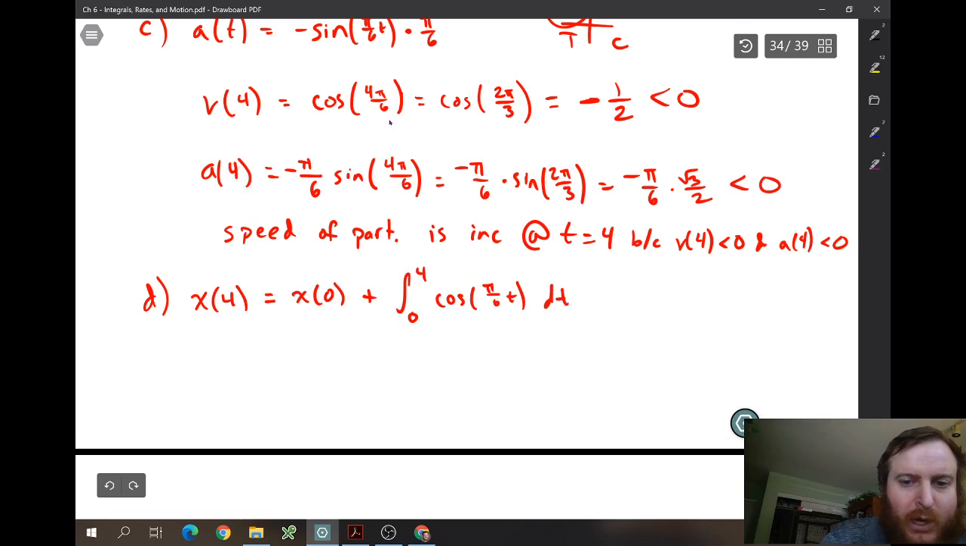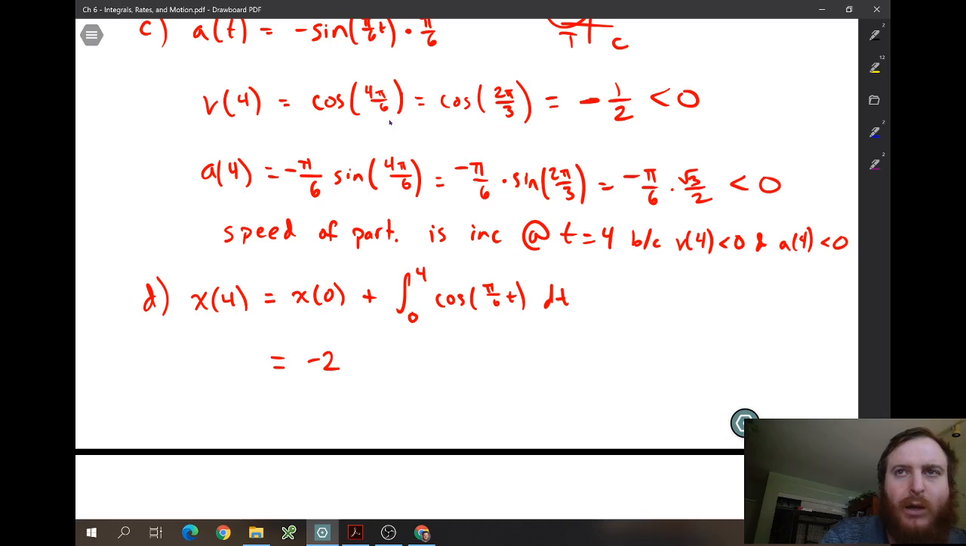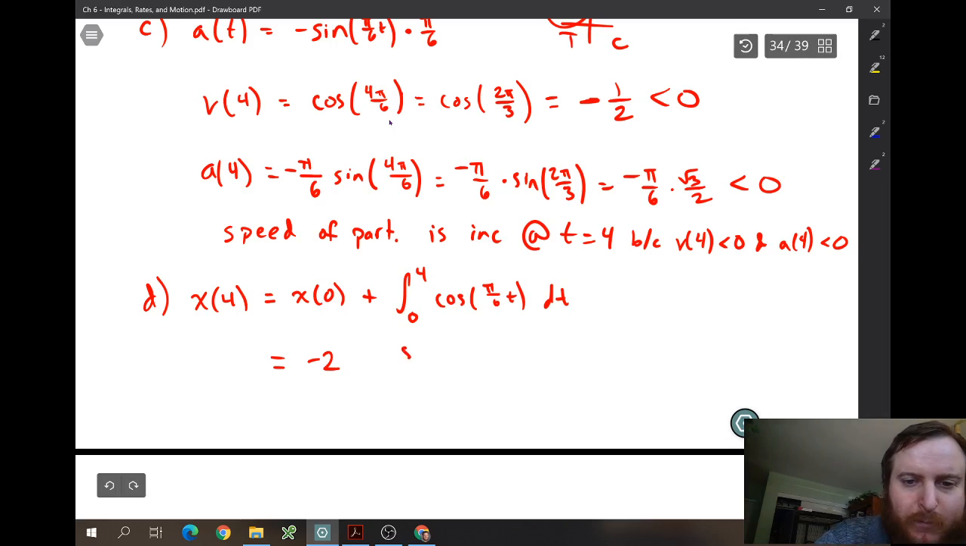Now this will not be on the test. This integral is kind of hard to do by hand, and we haven't learned it yet. Next semester we're going to learn a method to do these integrals much easier. But remember, the integral of cosine is sine. So sine of pi over 6t.